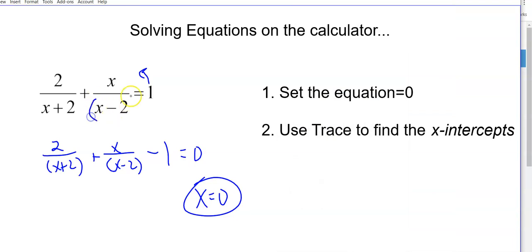Double check it in the denominator. Even if x is 0, the denominator will not be 0. So that looks to be a legit solution. Also not a bad idea to plug it in: 2 over 2 plus 0 is 2 over 2, is 1, that equals 1.